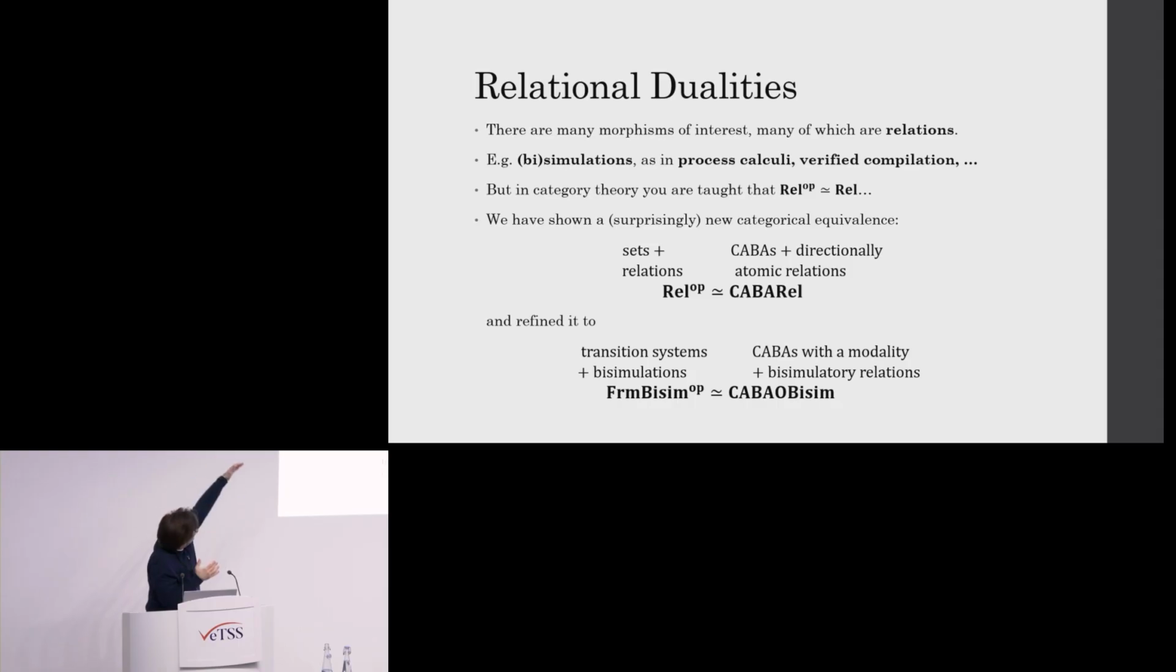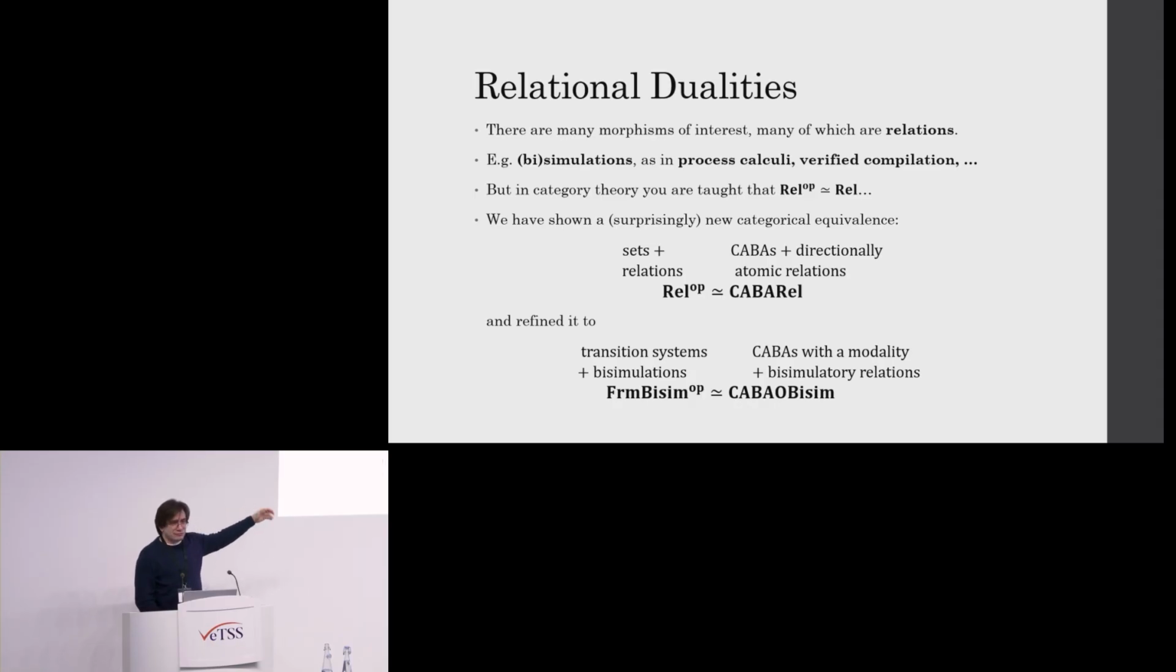So, of course, there are, as I said, many morphisms of interest. Many of them are relations. Bisimulations are everywhere in verified compilation and process calculi. If you look at the category Rel, though, the second thing you learn about category theory is that if you flip Rel over, it's itself. Relations don't have a direction. But we found another way, actually. We have been able to characterize Rel op as a certain kind of relations between complete atomic Boolean algebras.